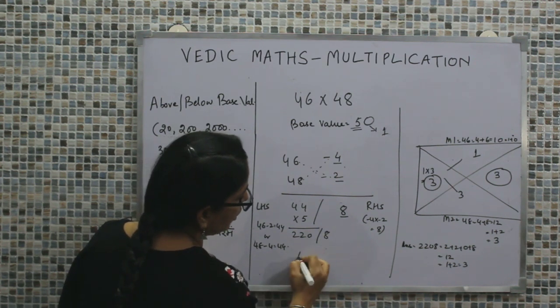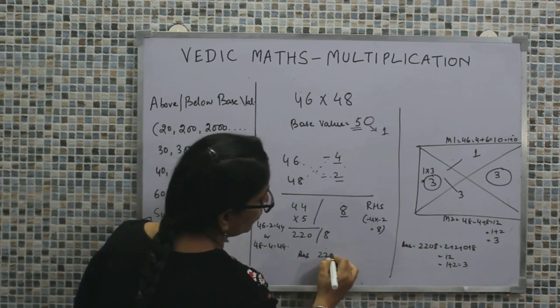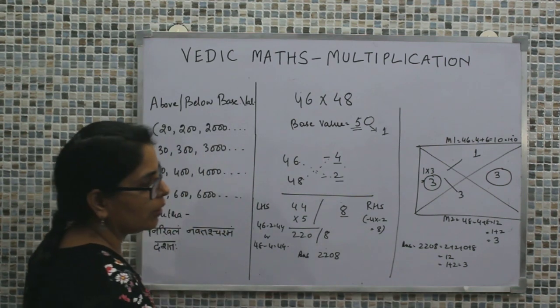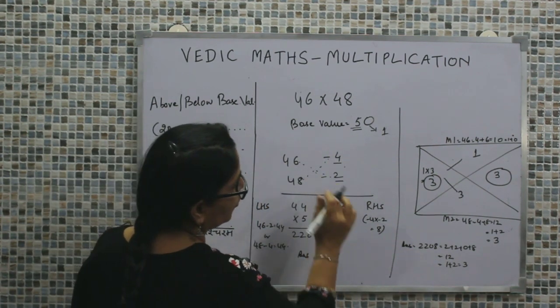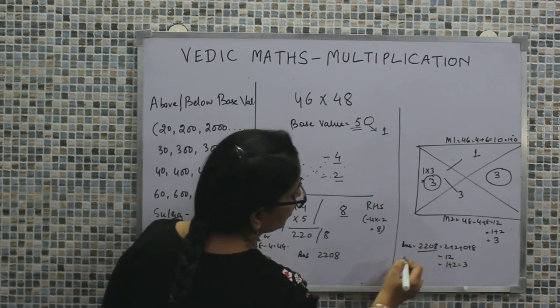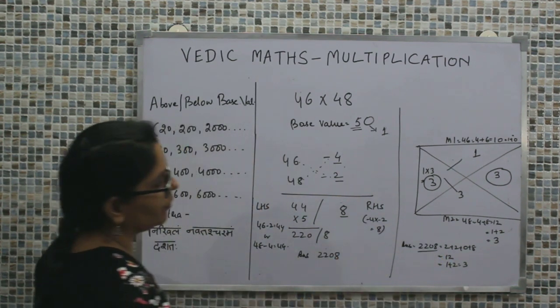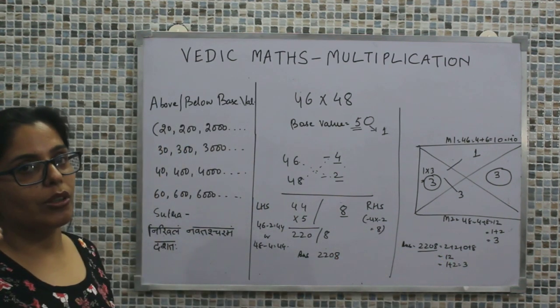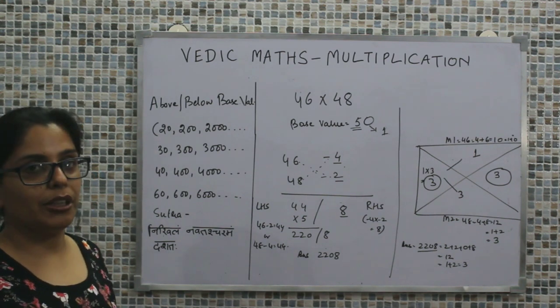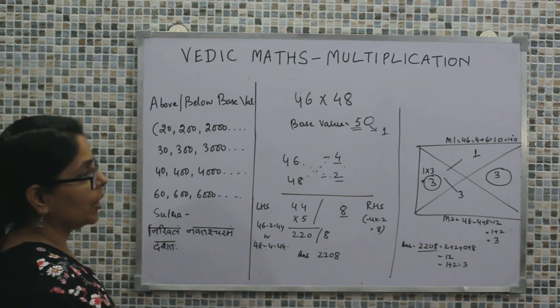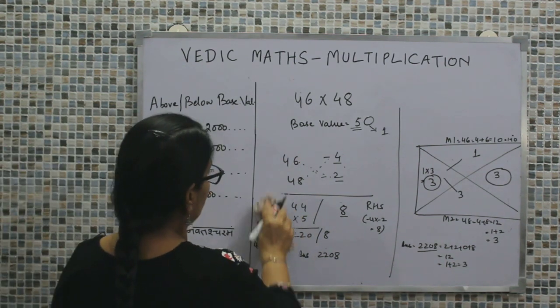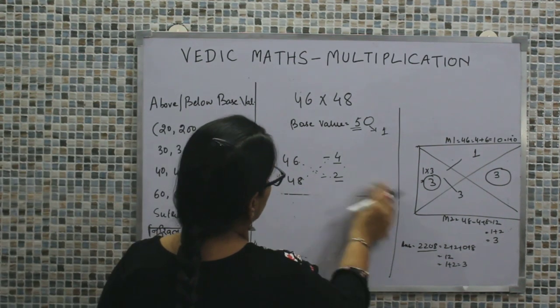So the answer comes out to be 2208, and we have verified the answer which we got by using the base value of 40. We had earlier got the answer of 2208, hence we are verifying that by using a base value of either 40 or 50, the answer always comes out to be the same. Now let's take a bigger example, a bigger value, and see how we can solve it.